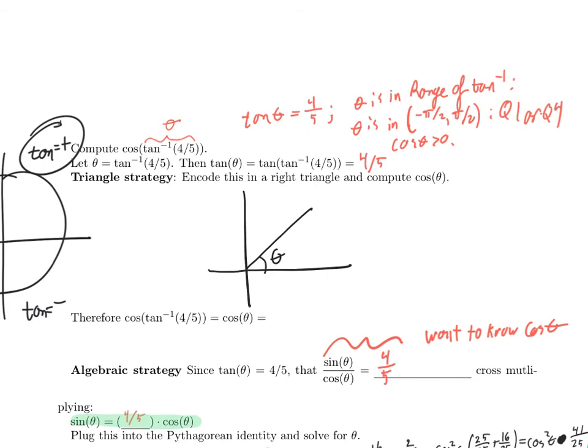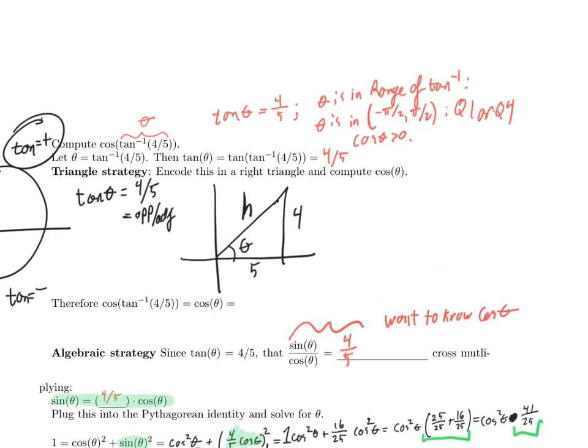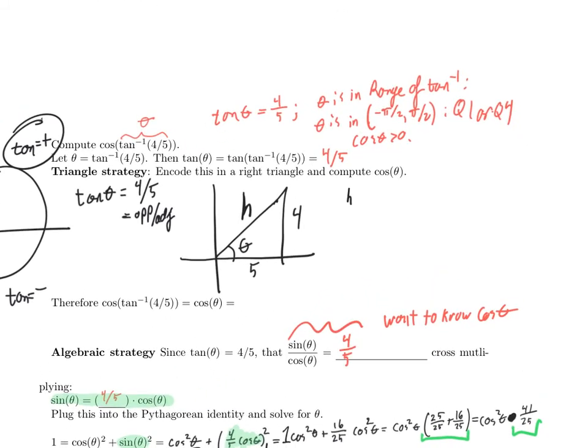I know that the tangent of this angle theta is 4/5. Tangent is equal to the opposite over the adjacent. So opposite over adjacent is 4/5. Writing that, 4, 5. And I'll label that with h, because apparently I will need h if I want to compute cosine of theta. So let's compute h. H squared is equal to 4 squared plus 5 squared. 16 plus 25 is 41. So h is the square root of 41.